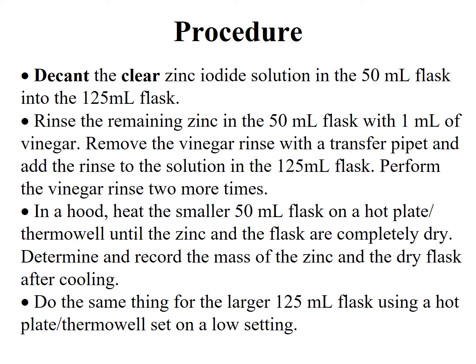You heat the smaller 50 ml flask on a hot plate or thermowell until the zinc and the flask are completely dry. And then from that, you determine and record the mass of the zinc and the dry flask after cooling. So here you're just determining the mass of the zinc. Now you do the same thing for the larger 125 ml Erlenmeyer flask using the hot plate or thermowell set on the low setting.